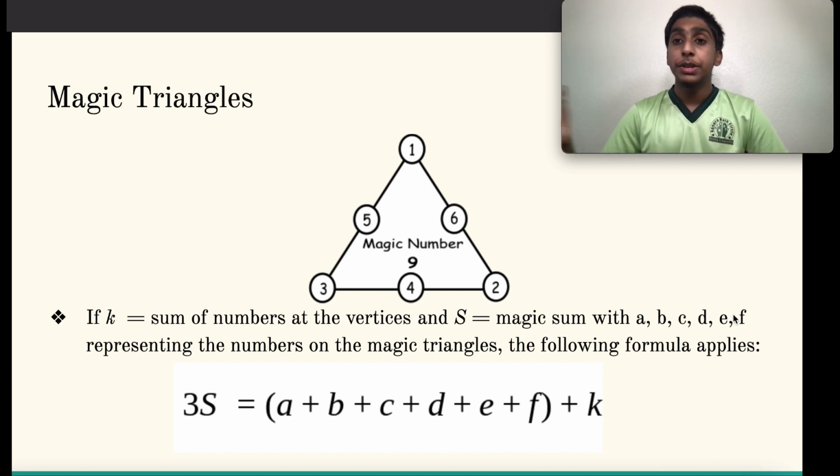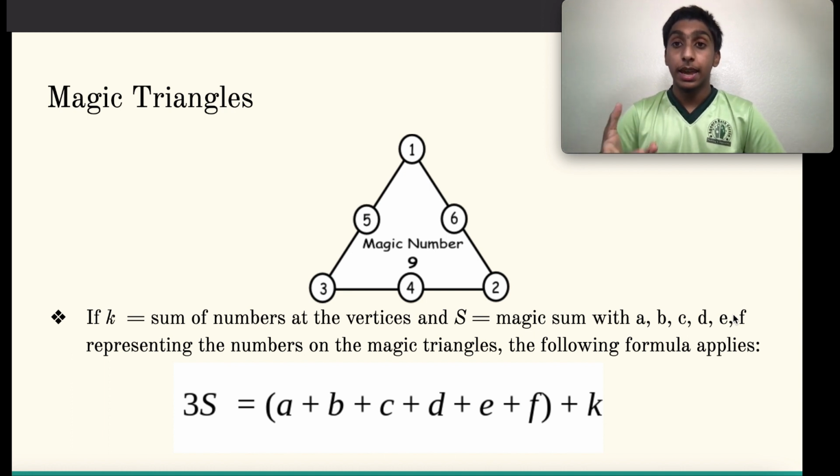And the order of A, B, C, D doesn't really matter as long as you're uniform with how you do it. So you could start with A equal to 6, but then make sure you're going in order for B, C, D, E, F. So the formula is 3S. So 3 times your sum is equal to (A plus B plus C plus D plus E plus F), in parentheses, plus K. What this says is basically 3 times your magic sum is equal to the sum of all the numbers on the magic triangle plus the sum of the vertices.